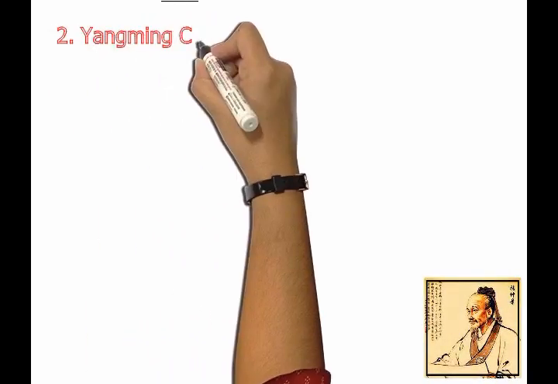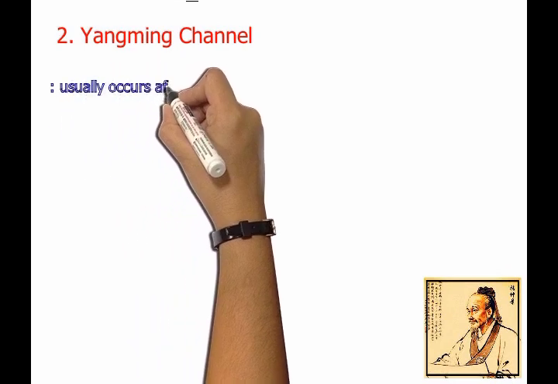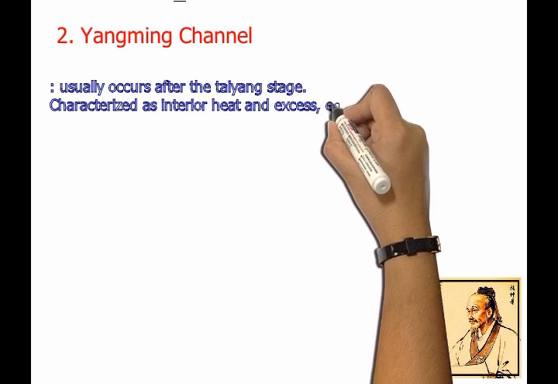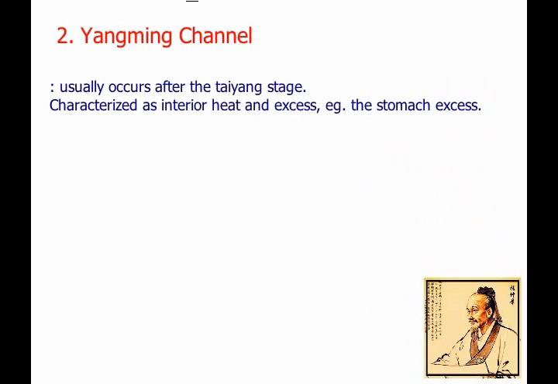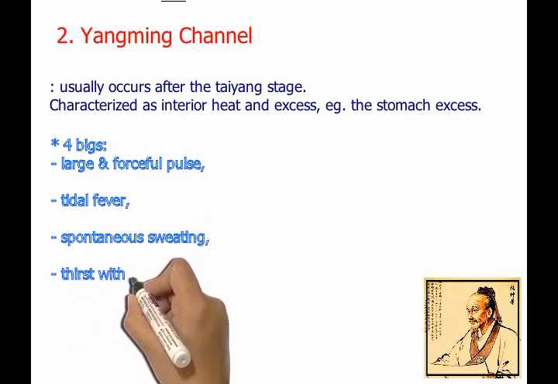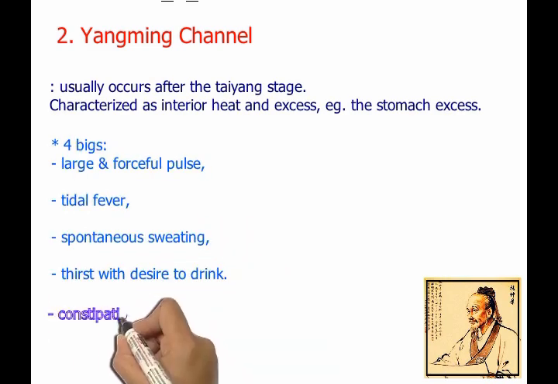Then the disease moves to the Yangming channel, which is characterized by interior heat and excess, for example, stomach excess. It shows four big signs: big pulse, big fever, big sweating, and big thirst, and constipation.